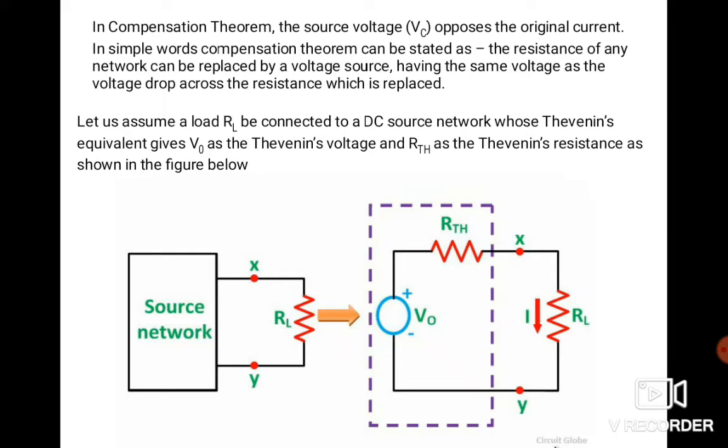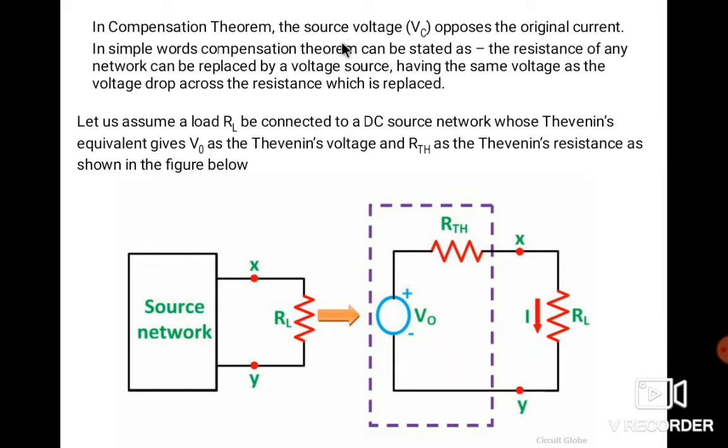See, in the compensation theorem, the source voltage VC opposes the original current. In simple words, you might understand it this way: the compensation theorem can be stated as, the resistance of any network can be replaced by a voltage source having the same voltage as the voltage drop across the resistance which is replaced. So this is the main idea about the compensation theorem.